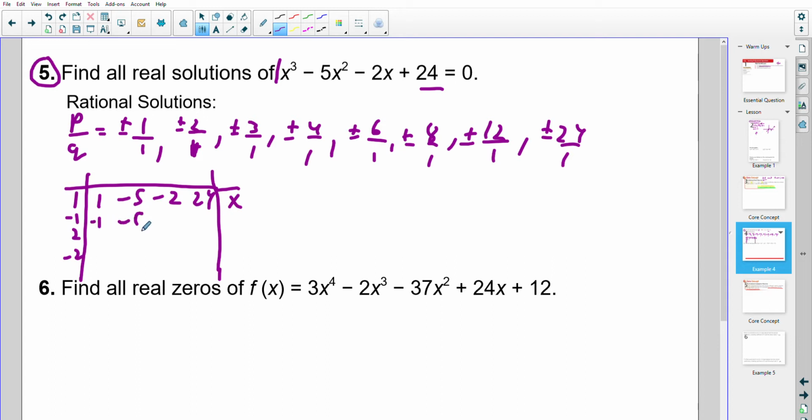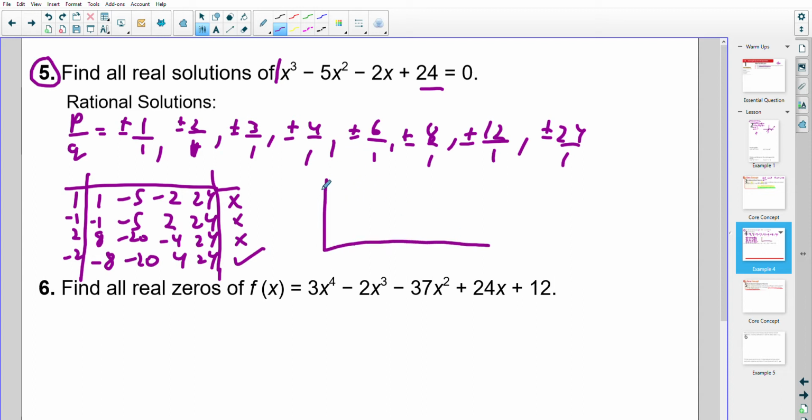-1, as I put in and add them up, you're going to see that that does not give you 0. 2, 8, let's see, that's going to be -20, -4, and 24. That is a no. And the last one, -2, is, let's see, -20, 4, and 24, and that one is a yes. So x minus 2 is, or x plus 2 is really a factor. That means that I can use synthetic division now to get my other factors.